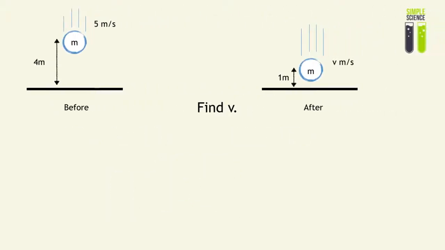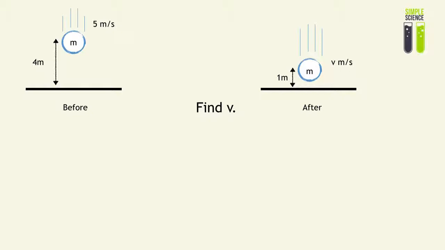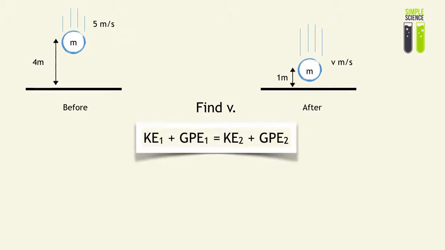Let's look at an example. Say we are asked to find V when an object falls through a distance of 3 meters with an initial speed of 5 meters per second. We look at KE1 plus GPE1 equal to KE2 plus GPE2. Now, I know I have taught you that we can also use SUVAT equations, but it is very important that we realize that later on there may be situations where acceleration may not be constant. So this theorem is very, very important.